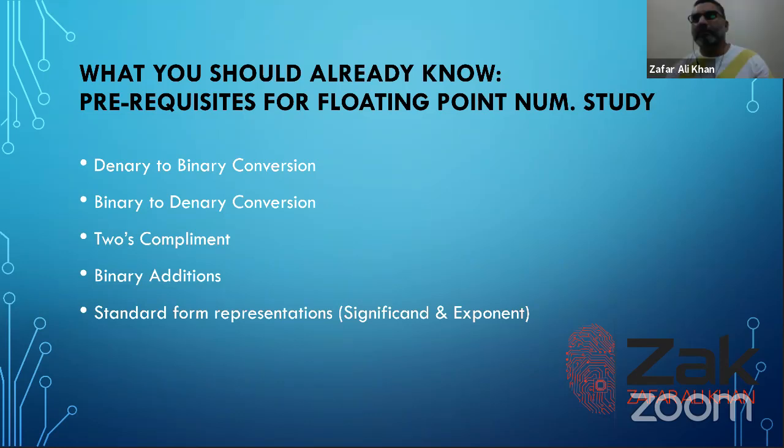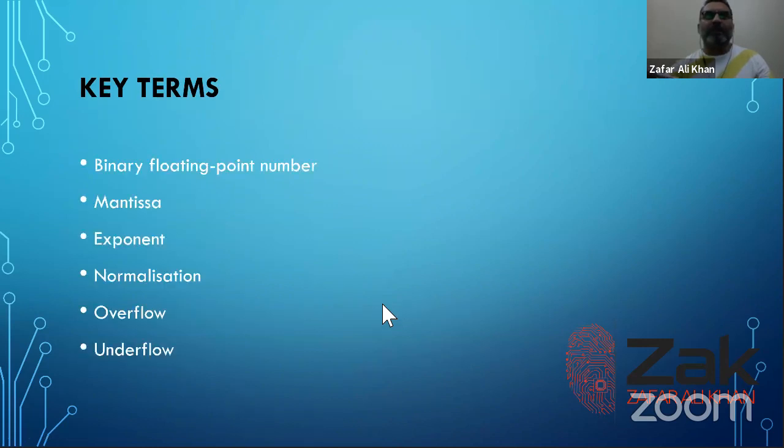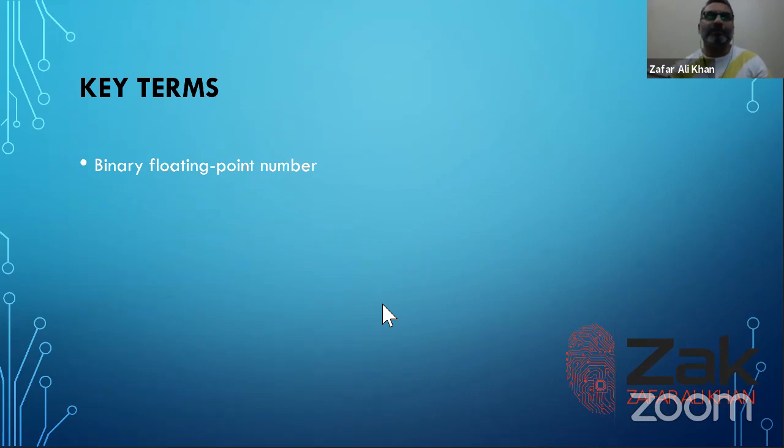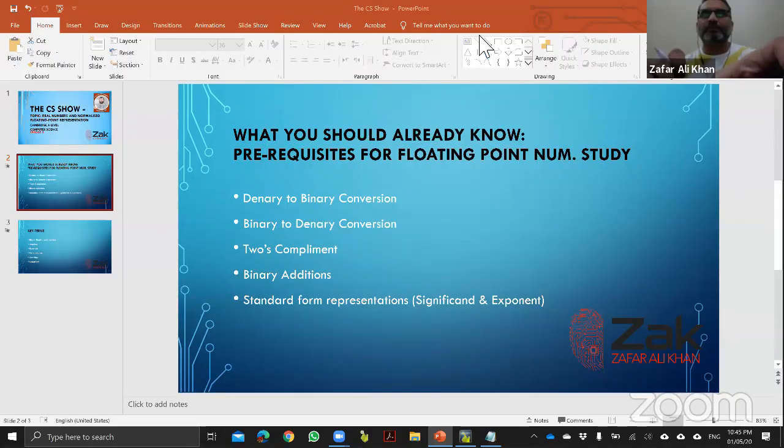And then we have key terms: binary floating point numbers, mantissa, exponent, normalization, overflow, and underflow. Key terms we will go about now, but these should be known beforehand. Now, let us start.